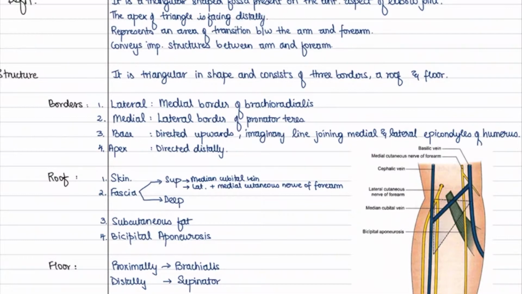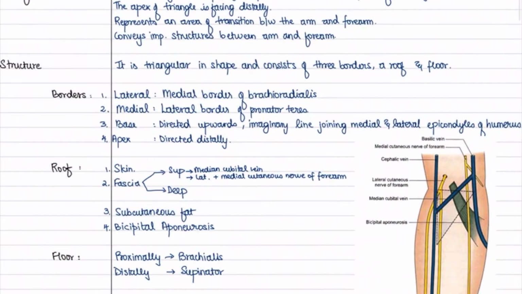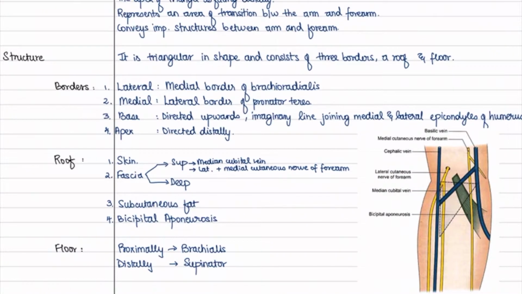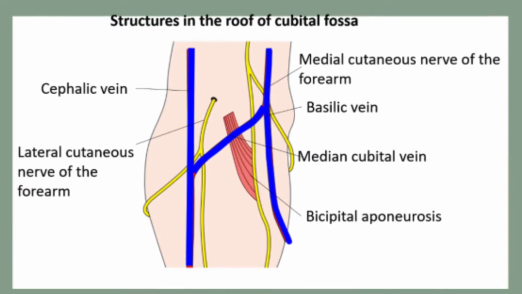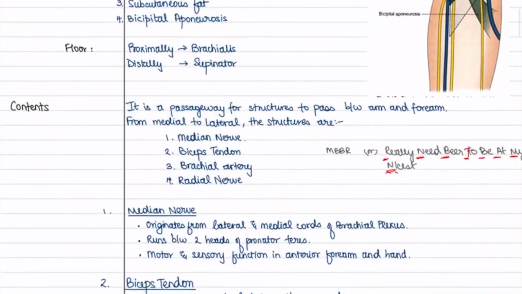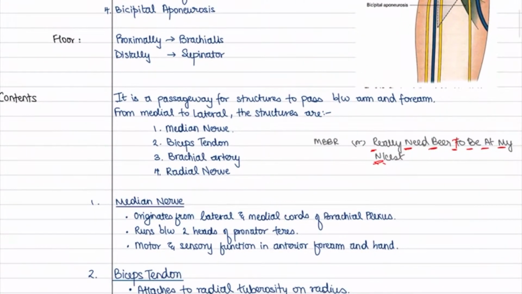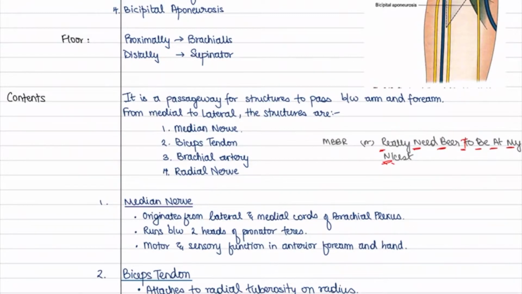The roof is made of the skin and fascia. In the fascia, we have the superficial and deep fascia. As part of the superficial fascia, we have the median cubital vein and lateral and medial cutaneous nerve of forearm, as you can see in the diagram given on the side. You also have the subcutaneous fat and bicipital aponeurosis. The floor is proximally made of brachialis muscle and distally supinator.